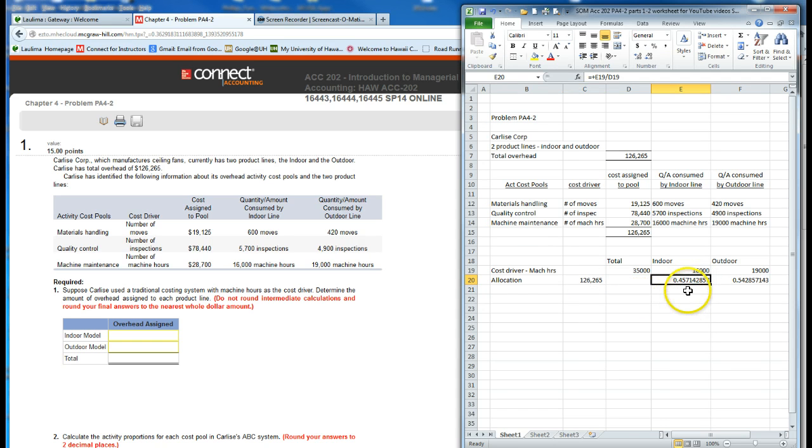And so what we would do would be to take the factor and multiply it by the total overhead, and this would give us the overhead allocation for each of the two product lines, and we can check the math there.